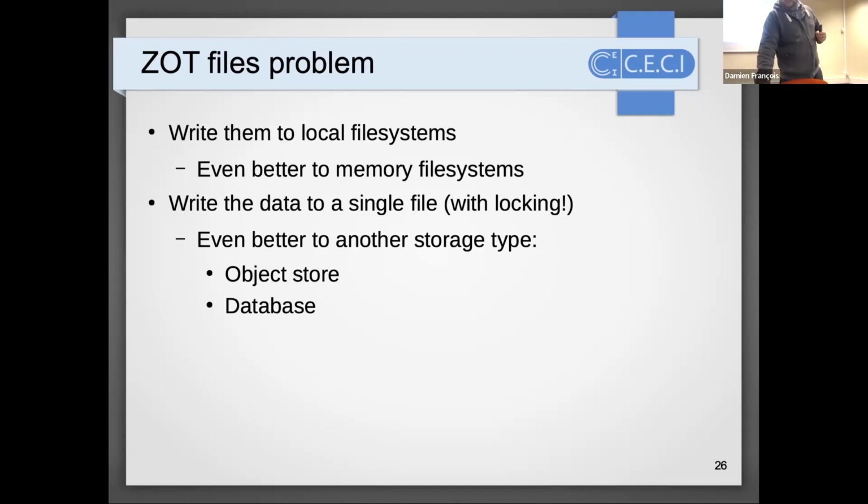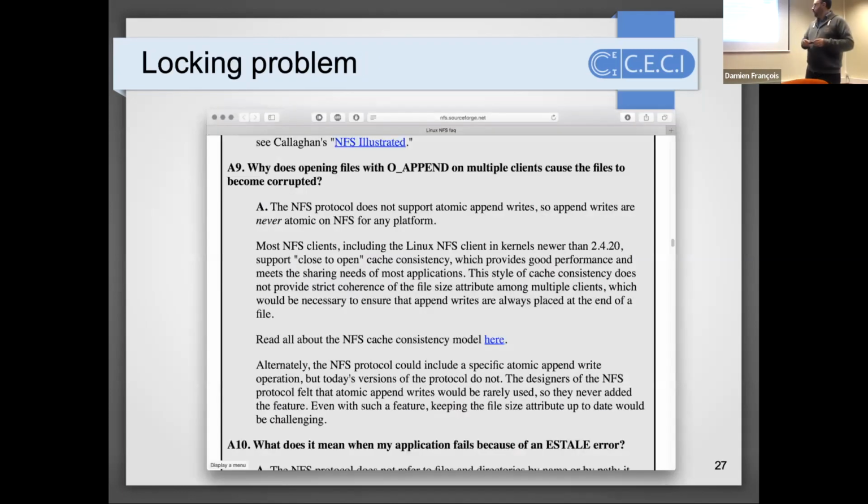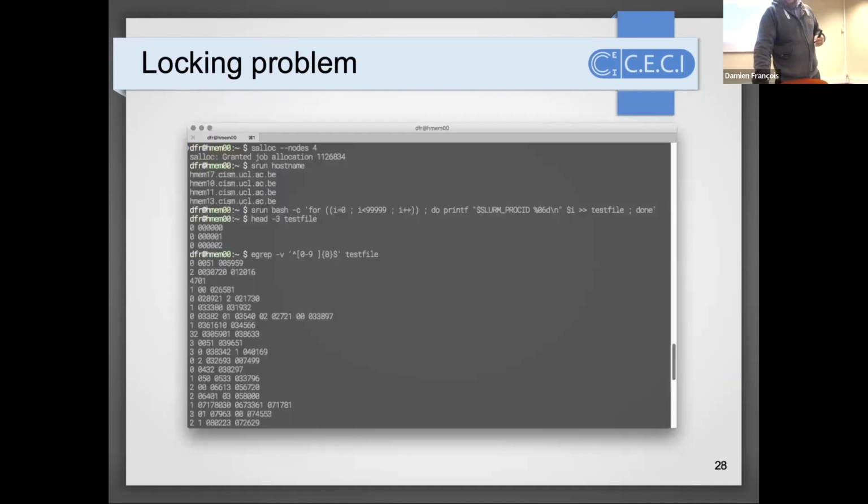And I would like to show you some example of that. This is an extract from the FAQ from the NFS file system talking about locking. So locking is a mechanism by which a process can tell the other processes that it's currently writing to a file and it doesn't want you to overwrite what has been written. And it says that it's broken in NFS, and I'd like to show you a small example here.